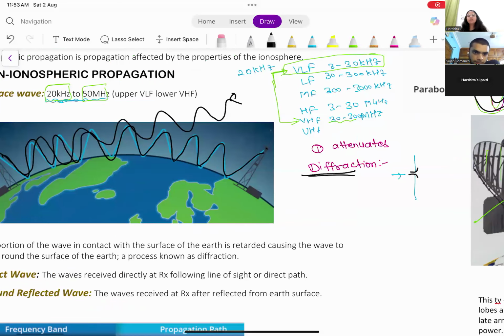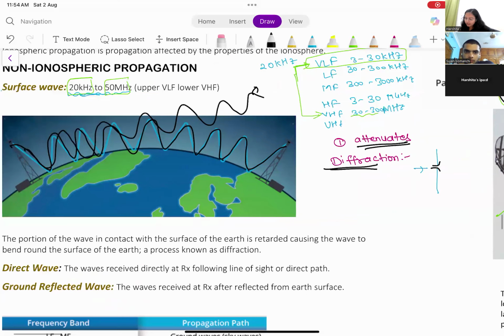Now we told about attenuation as well. That there are surface waves. The frequency band which is being used is 20 kilohertz to 50 megahertz, which is from upper VLF to the lower VHF. One property is that there will be diffraction. That's why instead of going directly like this away from the surface, they are moving along the surface of Earth from one point to the other. Second thing, we had seen yesterday that the waves attenuate when they go from one point to the other. Correct? Yes.